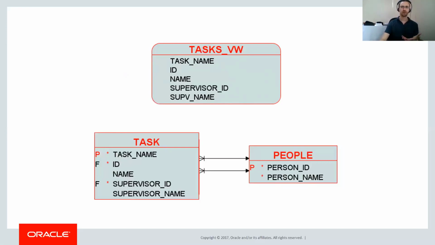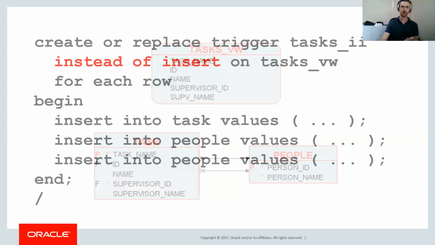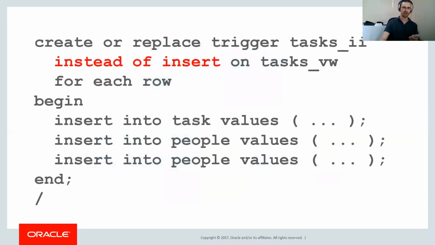Well, what you can do is create an instead of insert or update trigger on the view itself. So we can have a trigger that looks a bit like this, instead of insert on that. And what this does is intercept it and then split it out into all the relevant tables. So we can see we've got an insert into the task table for the task itself, and then 2 people inserts, one for the person who's doing the task and one for their supervisor.